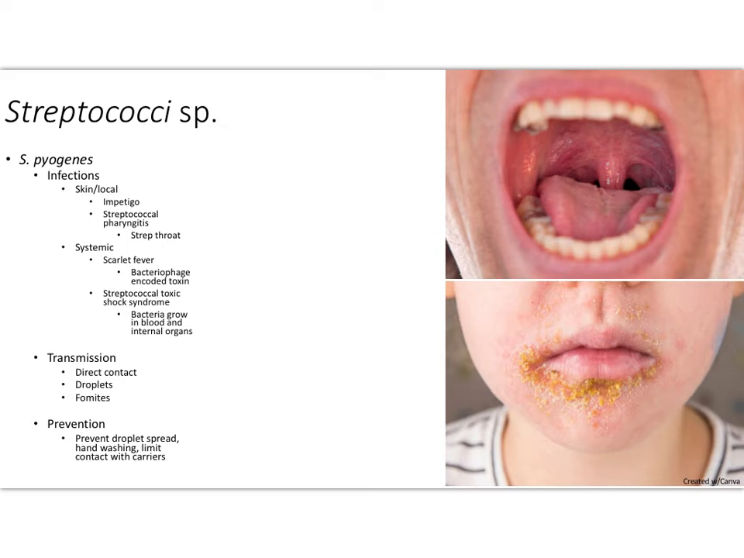Now, the other, probably most common infection, or at least most famous infection that strep causes, is what we call streptococcal pharyngitis, or strep throat. So with strep throat, basically what happens is strep infects the throat, obviously. Typically in the tonsil region, you can get some kind of satellite infections in some other regions in the mouth, but most of the time we're talking about an infection of the tonsils.